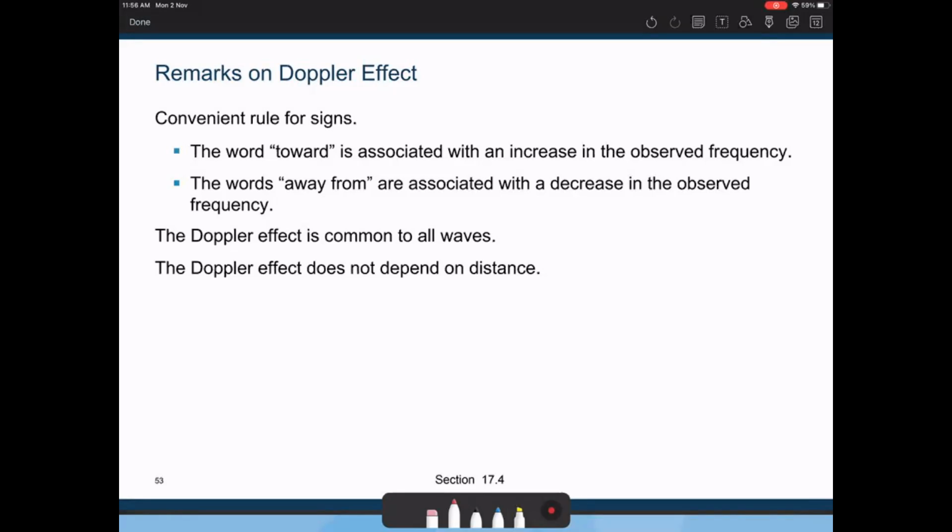And the Doppler effect does not depend on the distance. So that is an important concept to know as well. Yes, that is the red shift and the blue shift, which I do not intend to touch upon here. That is well beyond our syllabus.